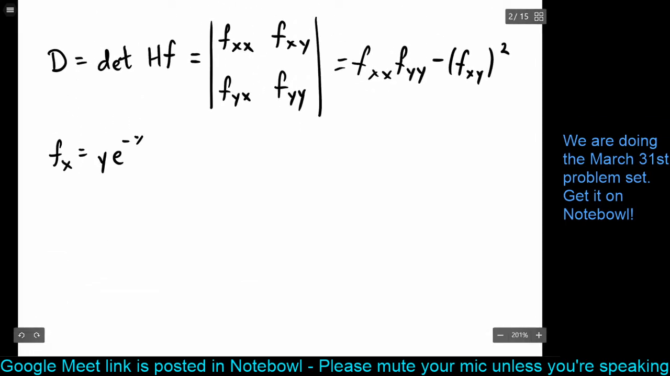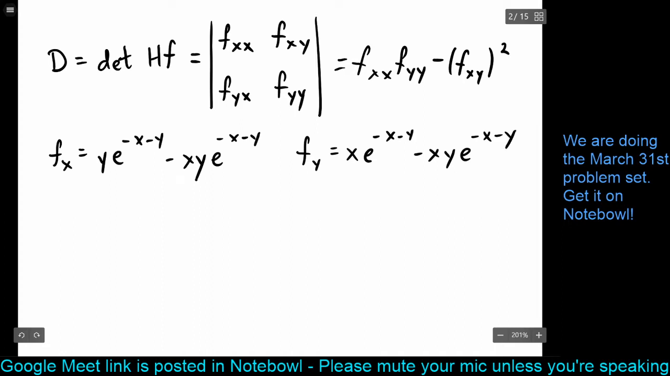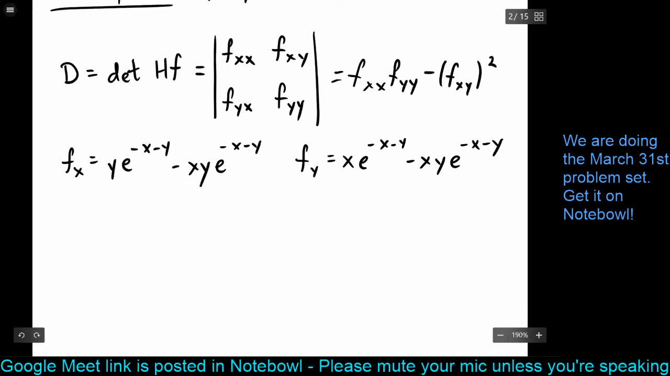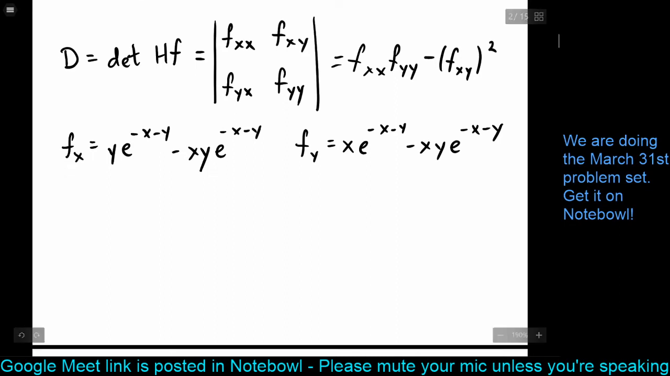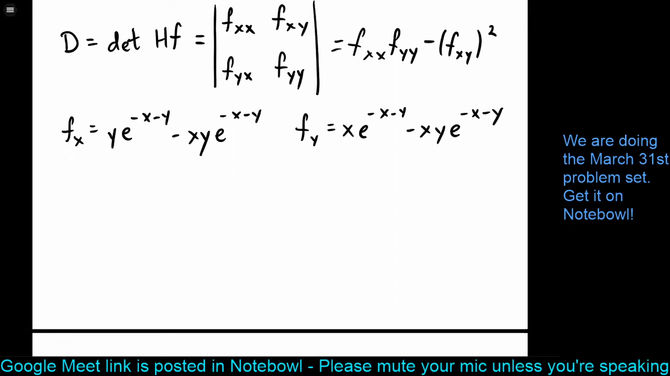y e to the minus x minus y minus xy e to the minus x minus y. And then fy will be x e to the minus x minus y minus xy e to the minus x minus y. Okay. So let's go ahead and find these second derivatives here.